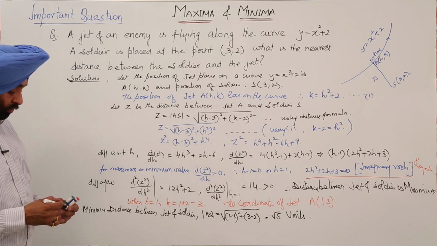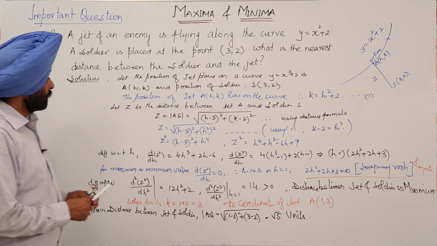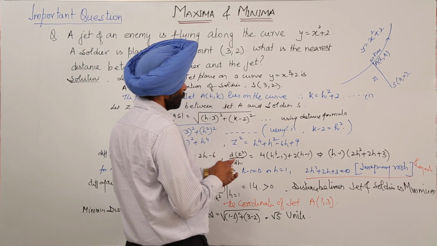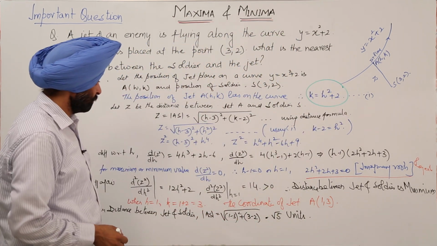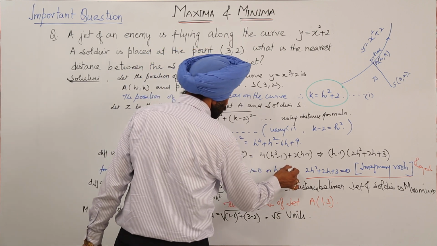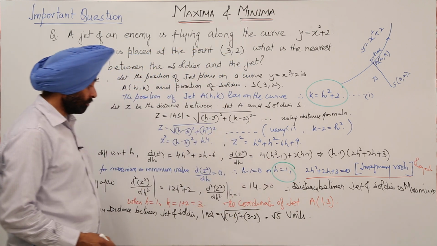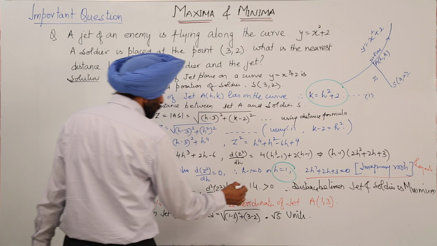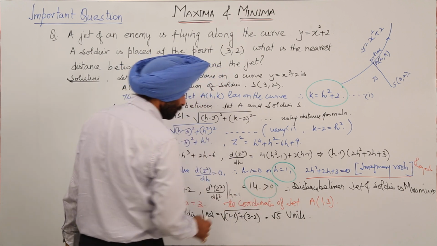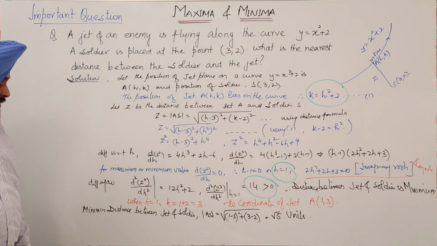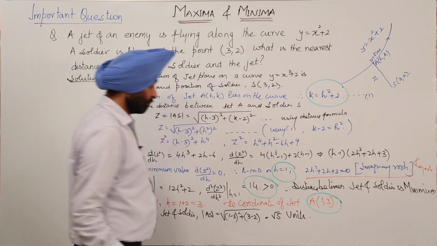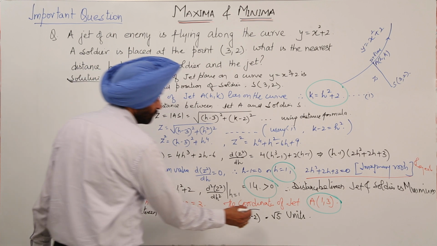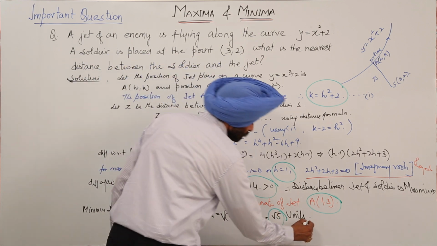So now what we have got: first of all we got this part, then we got h is equal to 1, then the double derivative greater than 0 for the minimum part, then we got the coordinates, and finally we got the result. So this is the answer.